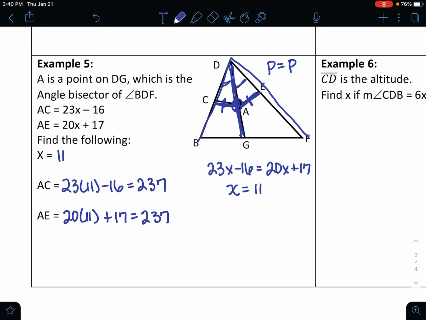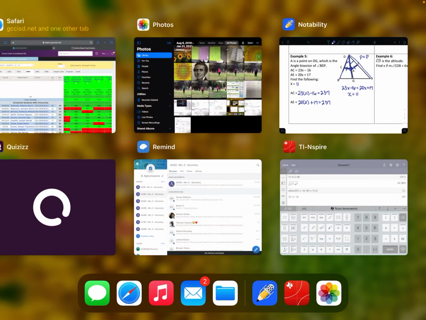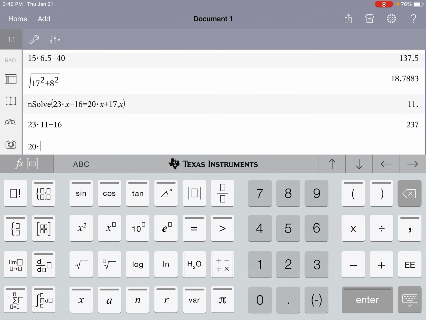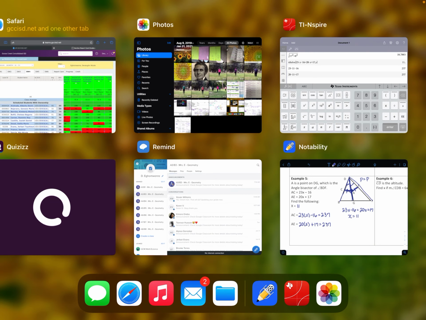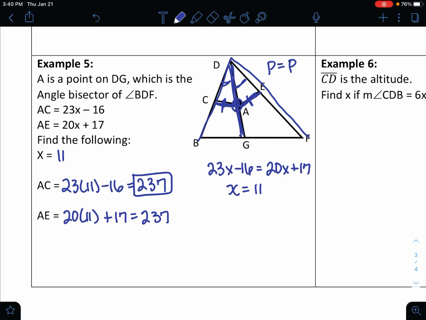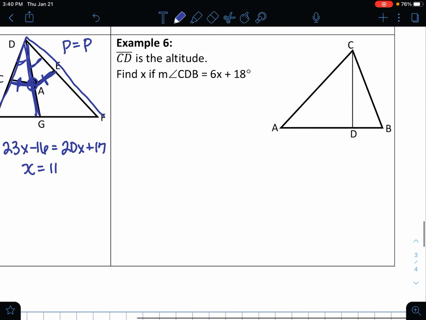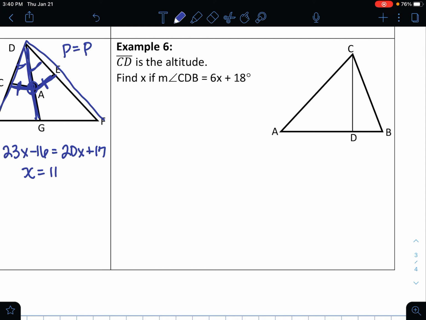All right. I'll type it in just to be sure. See, 237. All right, so we're good. We did it correctly because these were supposed to be congruent. Remember, part equals part, and they were equal to each other. Last one. All right, CD is the altitude, which means this is 90 degrees. So don't forget, altitude means 90 degrees. Fine, so don't forget, altitude is for perpendicular bisectors, which means they're 90 degrees.